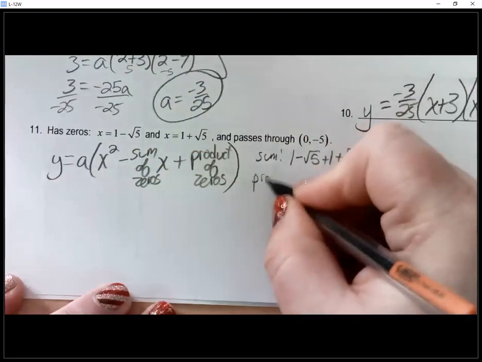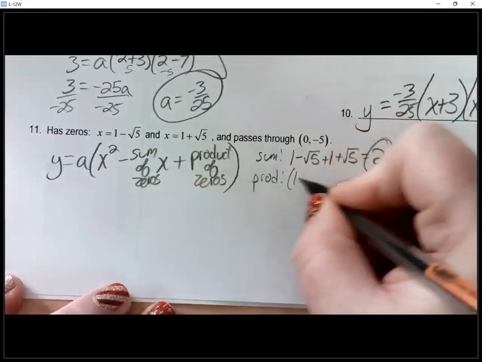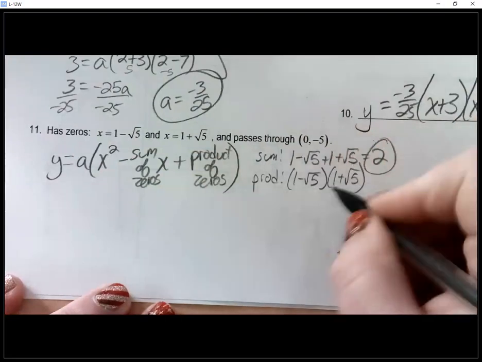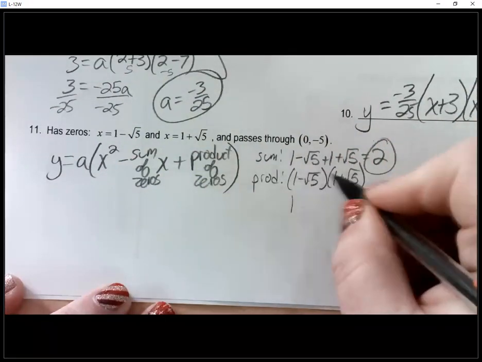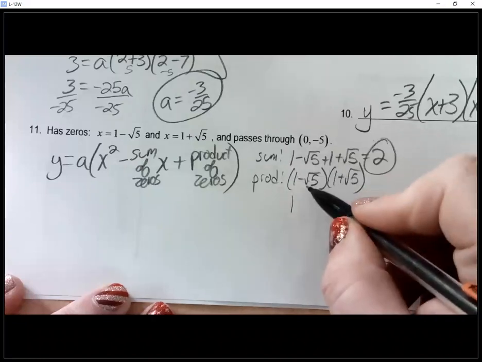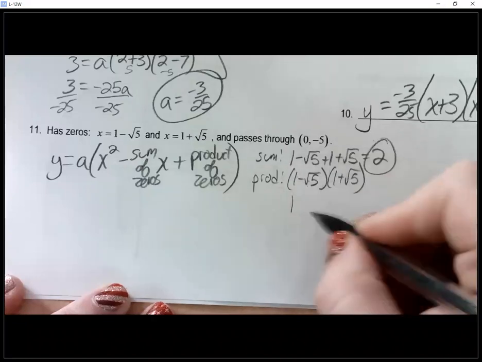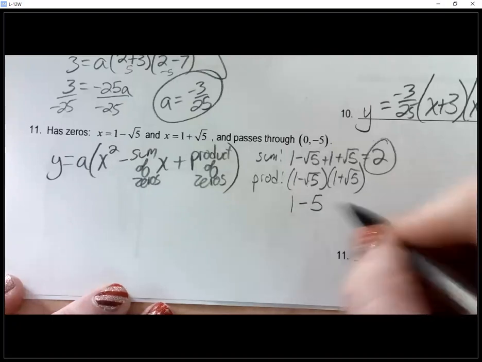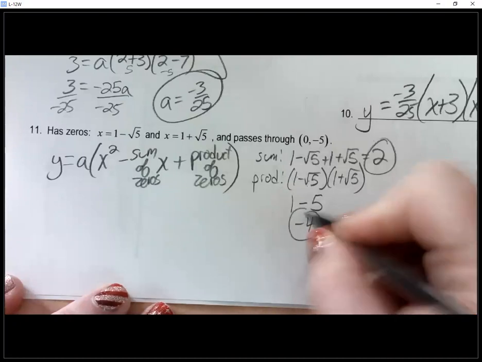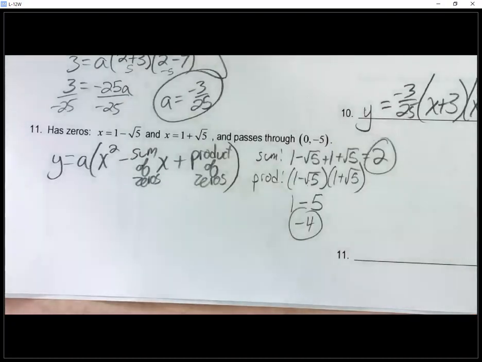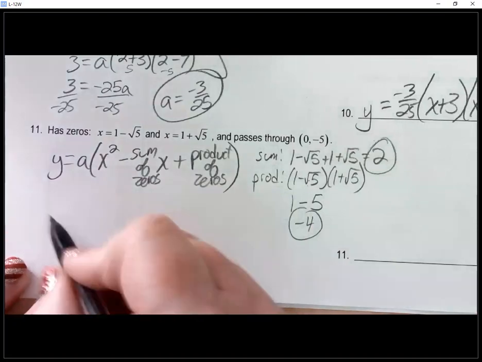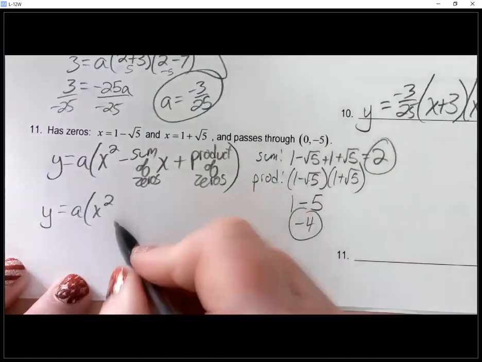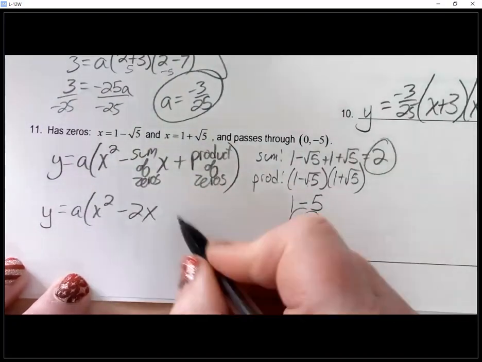Now let's find the product. Real quick, I'm going to multiply them. So I've got a FOIL. Outsides, insides will always cancel. And then negative root 5 times positive root 5 is negative 5. So 1 minus 5, I'm getting a negative 4 for that product. So there's my two special numbers. I'm going to come right over here and pop in those special numbers. So minus the sum, that's minus 2x, plus the product, minus 4.